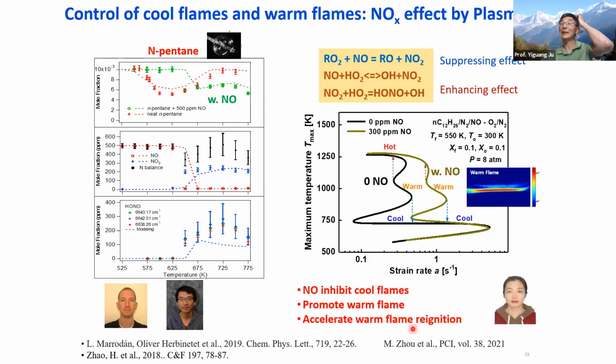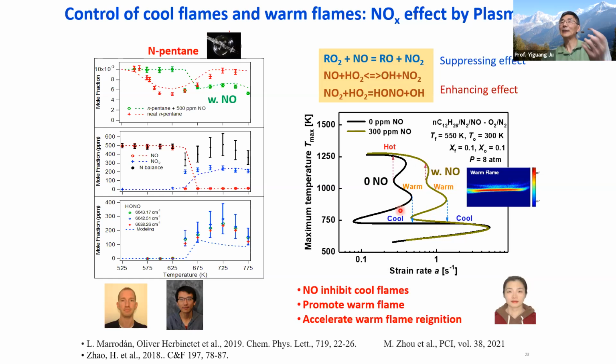Then Manley did the experiment. You can see the flame temperature as a function of strain rate in a counterflow flame. You can see there are three different kinds of flames: the hot flames, the warm flames, and cool flames. By adding NO, you can see the intermediate temperature flames are extended to a higher strain rate. That means the reactivity is increased at the intermediate temperature. But for cool flames, the reactivity is dropped, and the NO slightly suppresses the cool flames, but promotes both warm flames and hot flames.